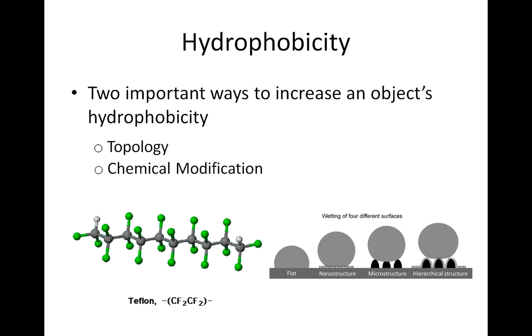Additionally, you can chemically modify the surface of an object so that it presents more nonpolar chemical groups. By doing so, they naturally segregate themselves away from polar molecules like water, and therefore increase the hydrophobicity of the object. Now that we better understand what hydrophobicity is, as well as a few ways of increasing the hydrophobicity of an object, let's briefly touch on what it means to be superhydrophobic.